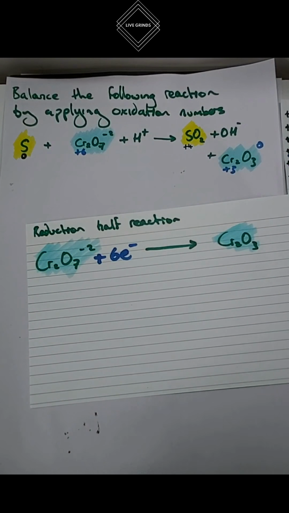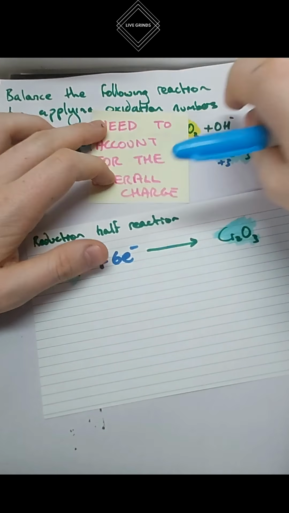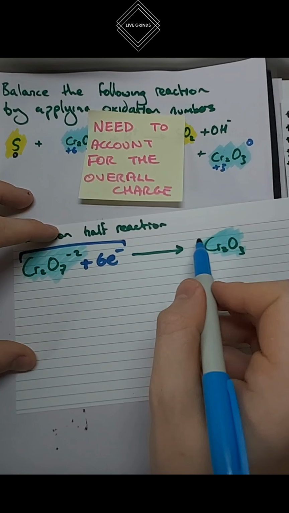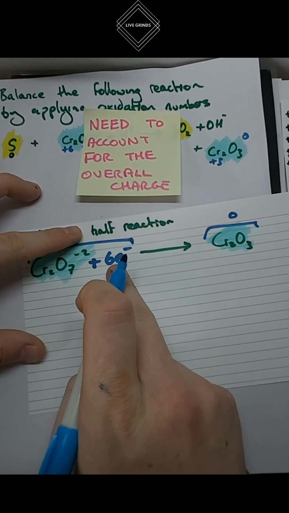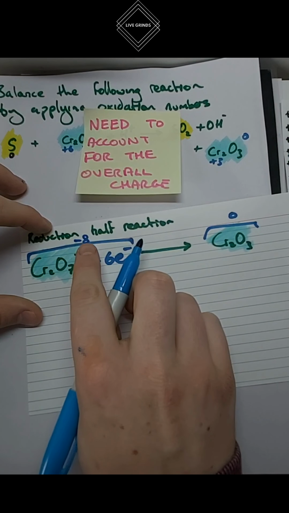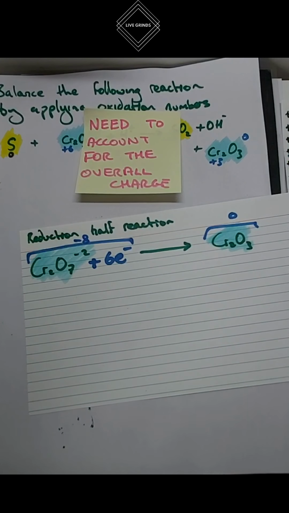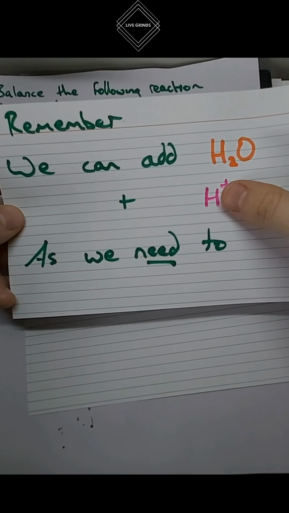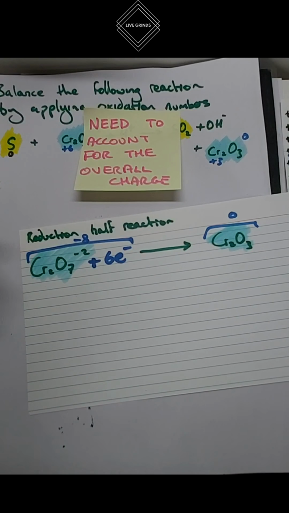Now, what we need to do is we need to account for the overall charge in the species. So the overall charge on the right hand side is 0. The overall charge on the left is -6 -2, which is -8. So I need to account for the -8 charge overall and bring it up to 0. What we need to remember is we can add water and protons, and this is what we're going to add now, protons as we need to.